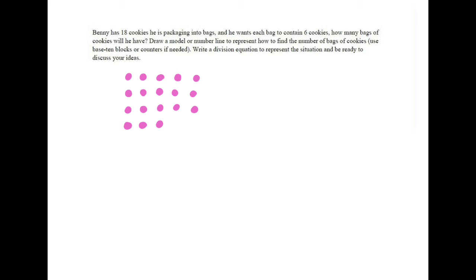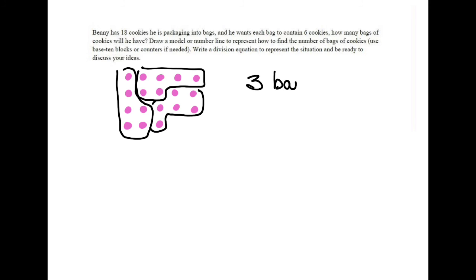What if I group them this way? That's fine too, isn't it? 1, 2, 3, 4, 5, 6, and 1, 2, 3, 4, 5, 6. Sure, doesn't matter as long as you have 6 in each. So we need 3 bags. And our equation is going to be 18 divided by 6 equals 3. Okay, not too bad.